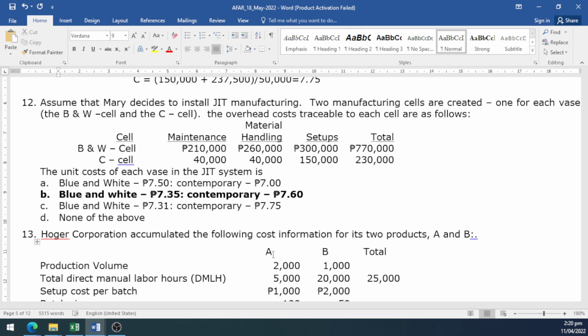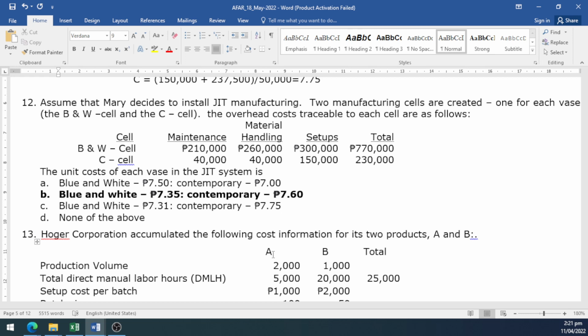Basically, in just-in-time manufacturing, that is the approach. I mean, the layout of the equipment or of the machine is product-oriented layout. As in, we organize the manufacturing plant by product line. So this is product A, product B. In this product A department, nandyan na lahat ng kakailanganin. Tatapusin na yan sa area na yan. Etong product B, tatapusin na yan.